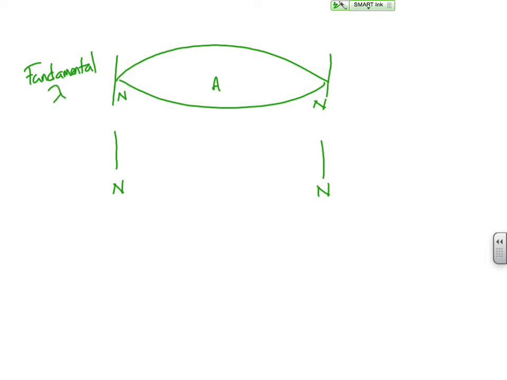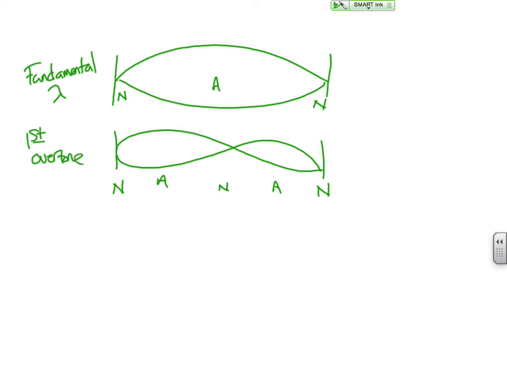But I can always make a standing wave as long as I know I have a node at each end. Well, I could also have another node in the middle. So I could have that situation happening. And so I get a node in the middle, and of course I'm going to have antinodes in between them. And so this is going to be my first overtone, or the first harmonic, depending on who you talk to. And that will be the next wavelength portion that made a standing wave.